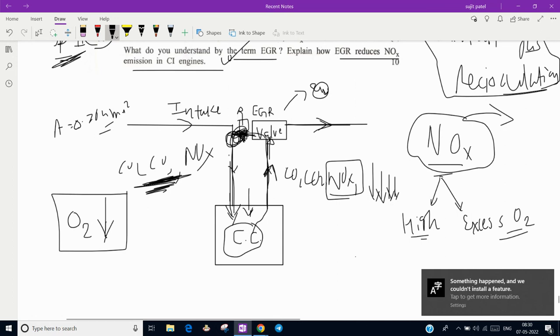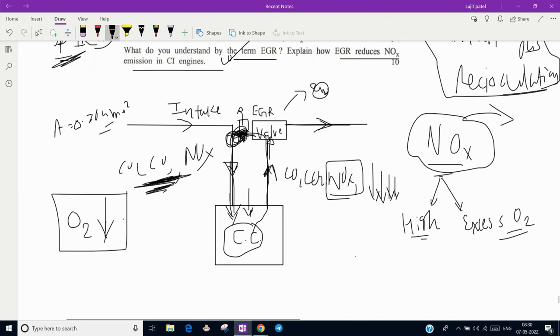So only the gaseous portion of the combustion products goes there, and the main purpose of the recirculation is to reduce the excess oxygen quantity. When the excess oxygen quantity reduces, the high temperature is reduced, and the NOx formation is reduced in subsequent cycles. So this is how exhaust gas recirculation works. I hope you understand this, and this is a 10 marks question, which you can easily understand. And this type of block diagram is all you have to draw.